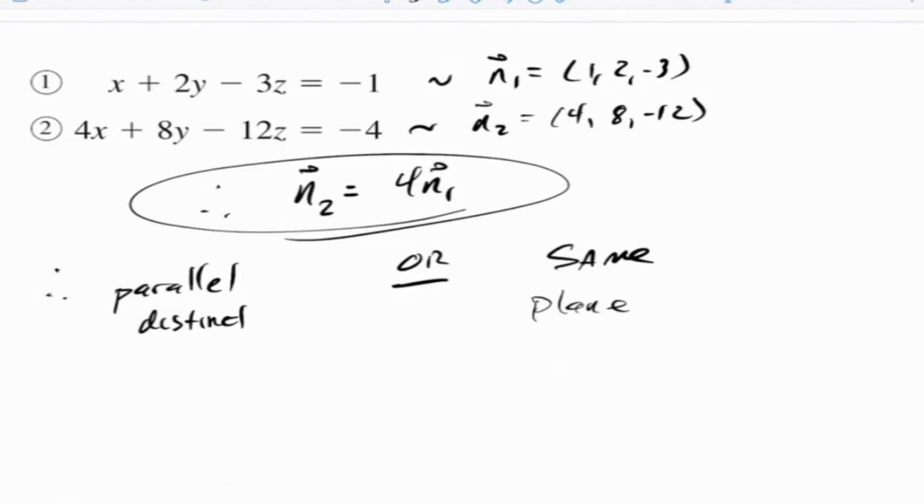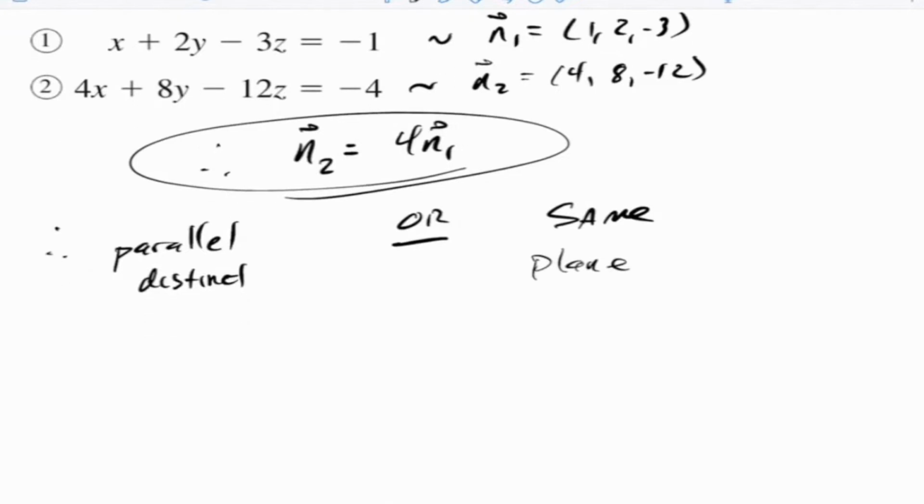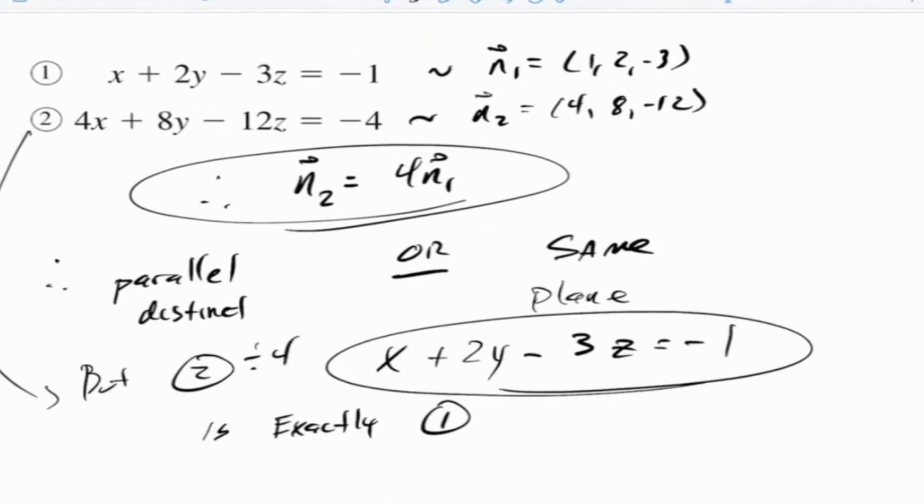It's one or the other here. Those are our options. Is everyone kind of with me so far? But if you take a look here, you just take equation 2 and divide by 4, you've actually created the exact same plane. So this is the exact same plane. So the conclusion is same plane, infinite solution.